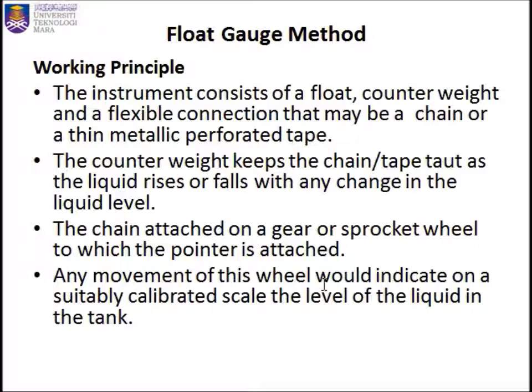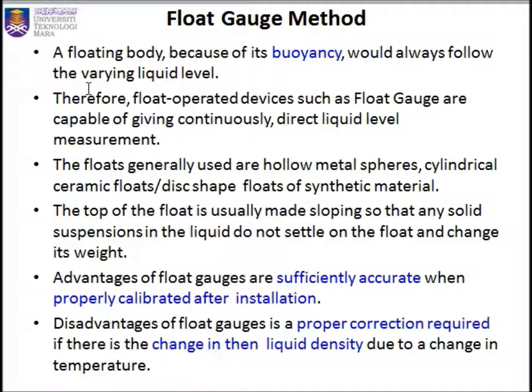Any movement of this wheel would indicate on a suitably calibrated scale the level of the liquid in the tank. Alright? Okay, next. A floating body, because of its buoyancy, would always follow the varying liquid level. Therefore, float-operated devices such as float gauges are capable of giving continuous direct liquid level measurement.